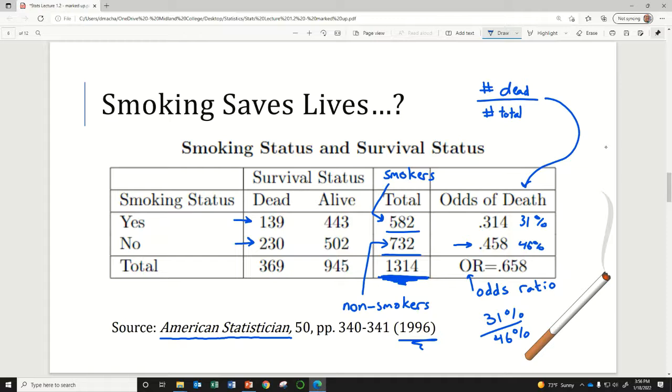And an OR of greater than 1 would be actually what we expect. If we had an OR greater than 1, that would tell us that non-smokers had a lower risk of mortality than smokers. So we expected an OR greater than 1, and in the end, with the study, we calculated an OR less than 1. Now let me explain why that happened.